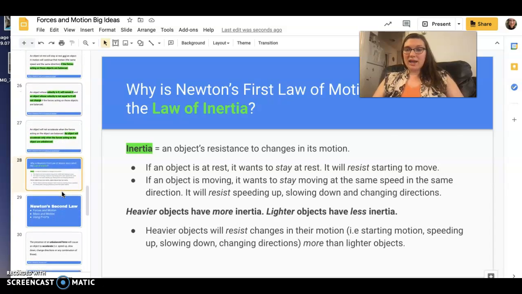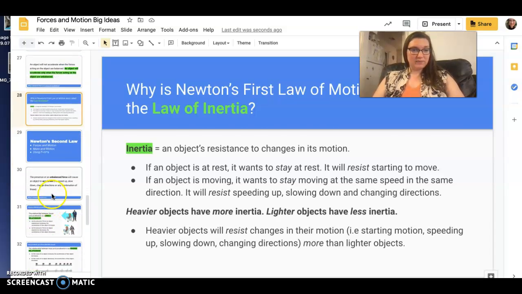So that is inertia. And heavier objects always have more inertia. A bus is always going to have more inertia than a bird, no matter how fast that bird is going and no matter how slow that bus is going. There's always going to be more inertia with the larger object.